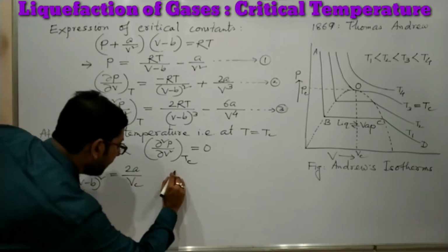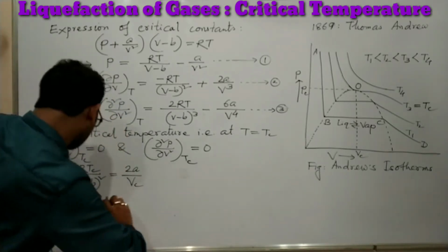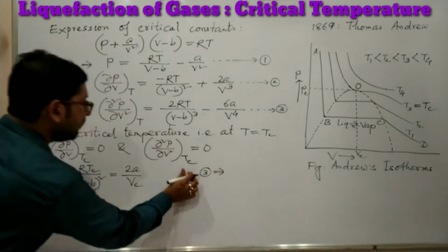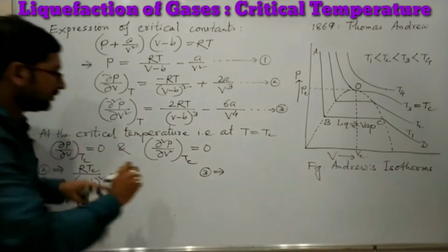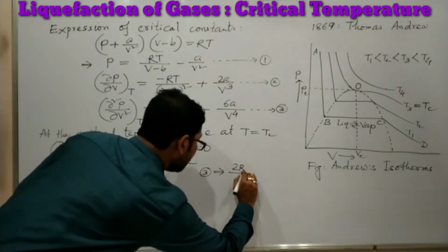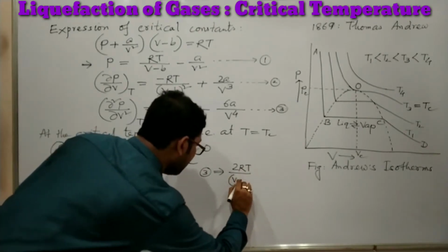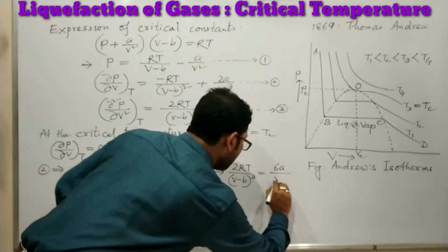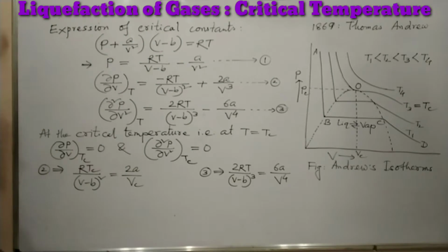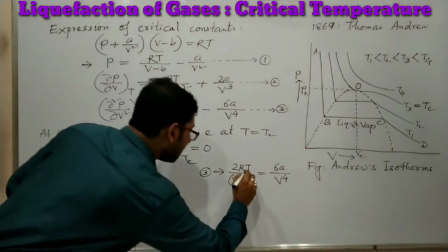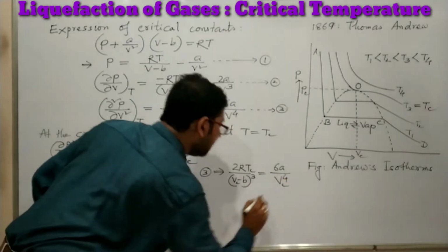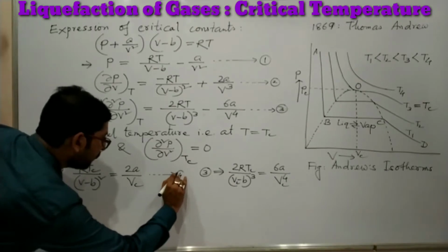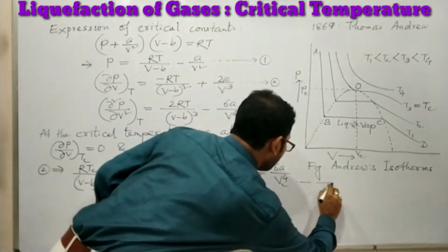And equation 3 implies this portion is actually 0. So 2RT by (V minus B) whole cube is actually 6A by V to the power 4. We can write these as Tc, this is Vc, this is again Vc. This is our equation number 4, and this one is equation number 5.